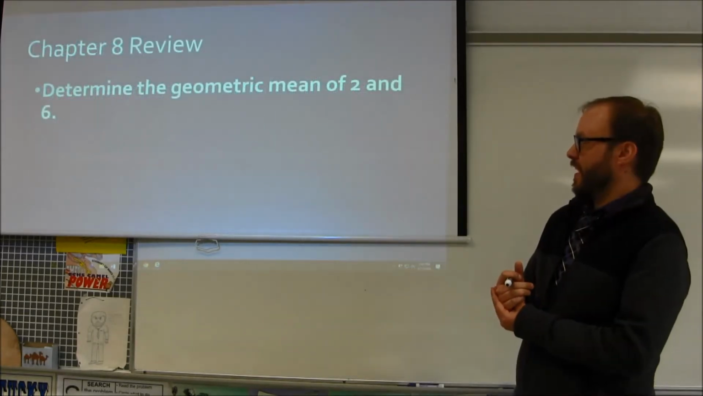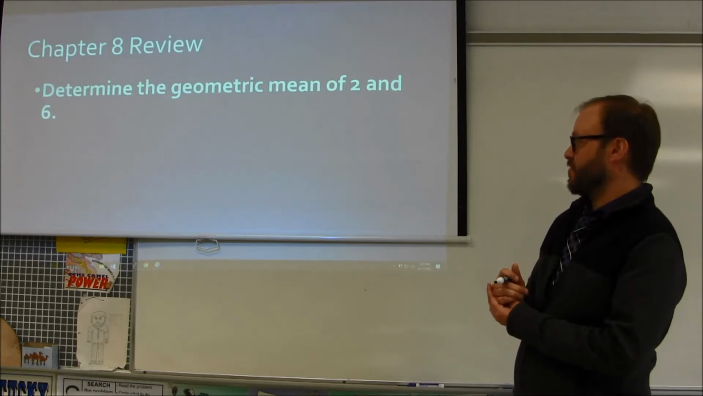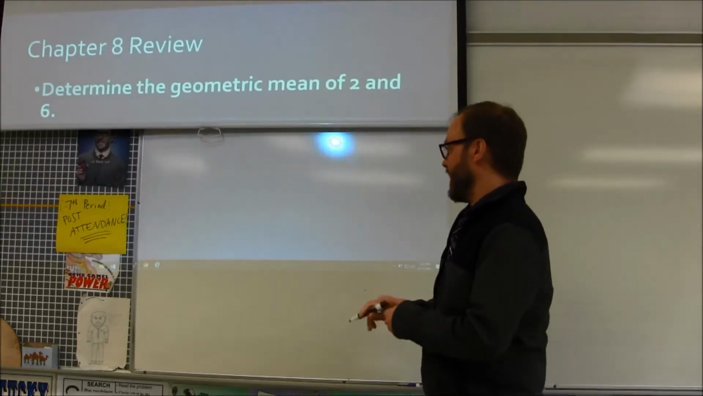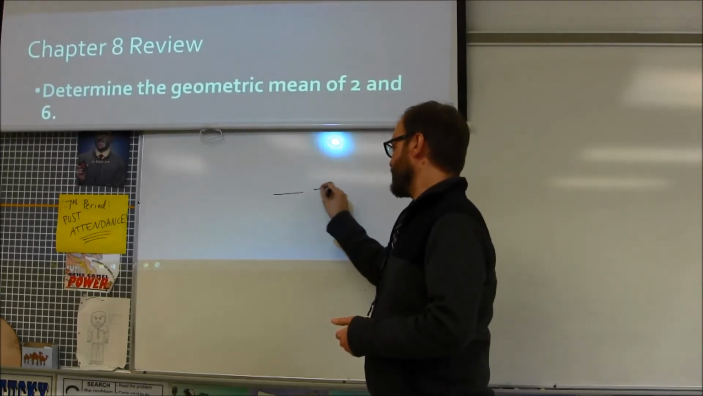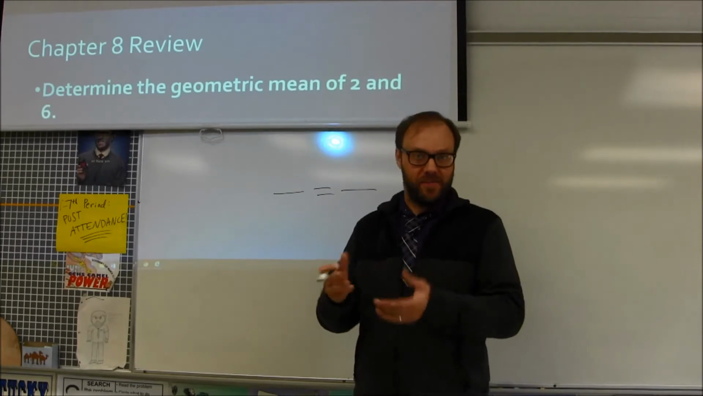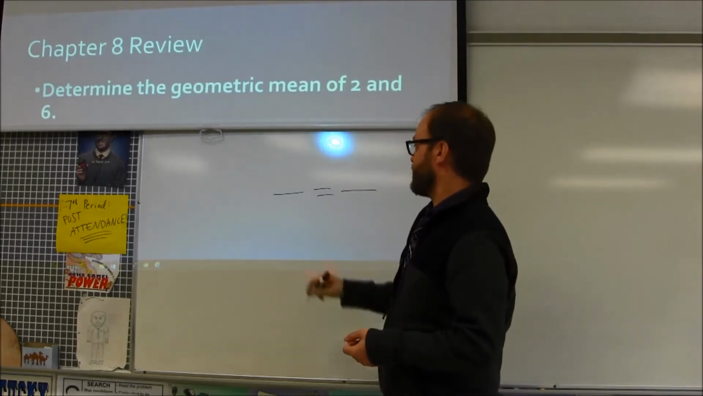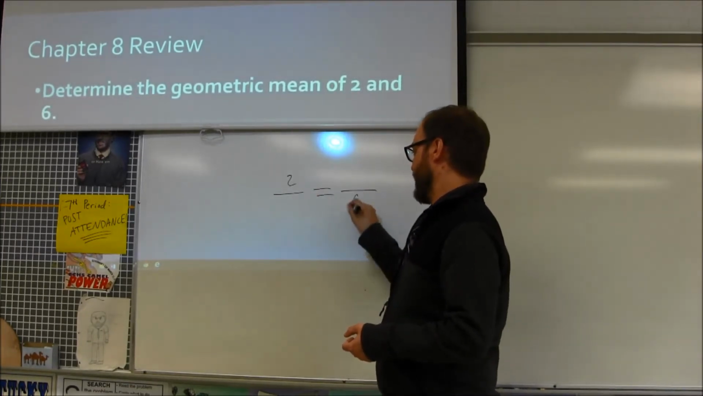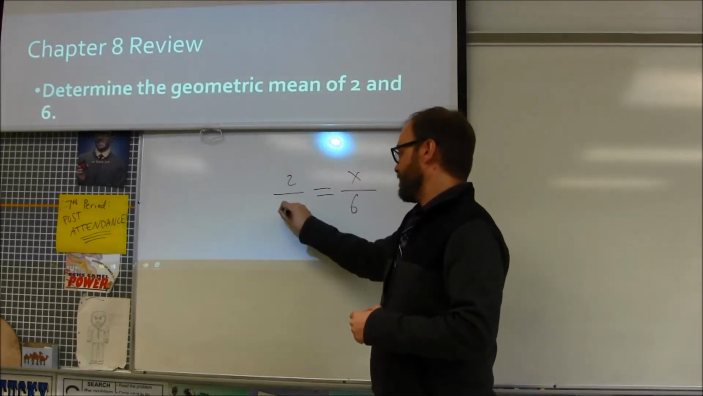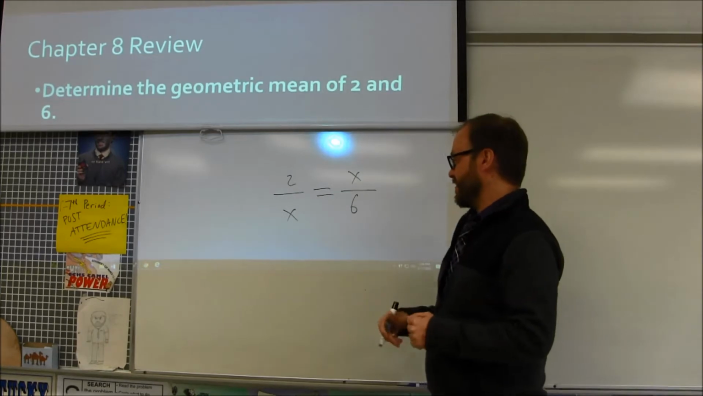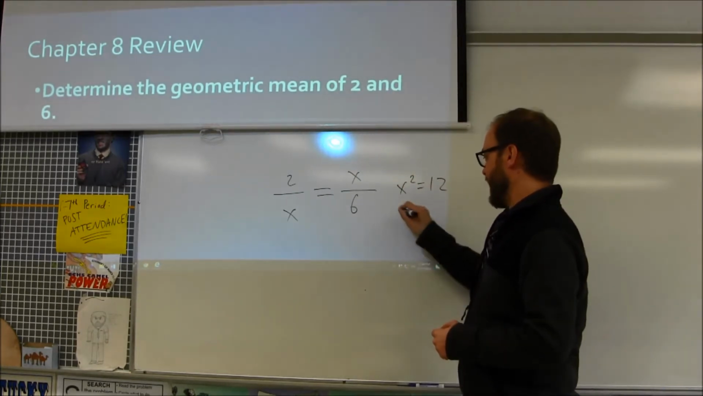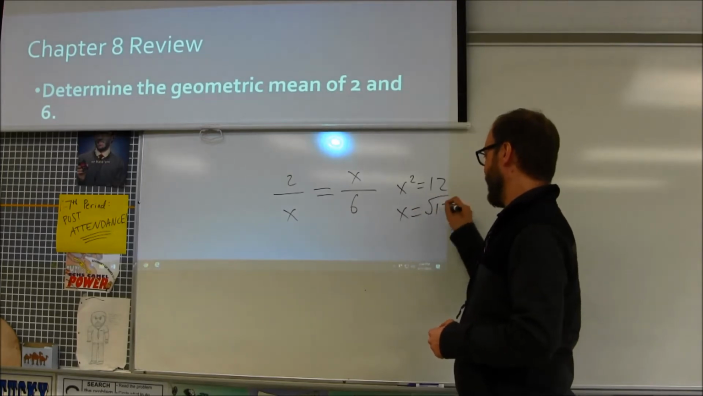All right, next we want to find the geometric mean of 2 and 6. Remember, geometric mean is very simple to find. You're just going to take the two numbers and put them on one diagonal, so they're either the means or the extremes of your proportion. You've got the same variable on the other diagonal. In this particular case, if I cross multiply, I get x squared equals 12. That means x is the square root of 12.